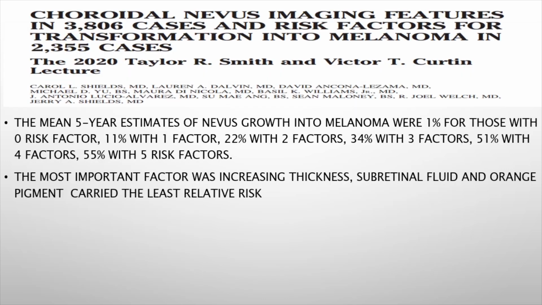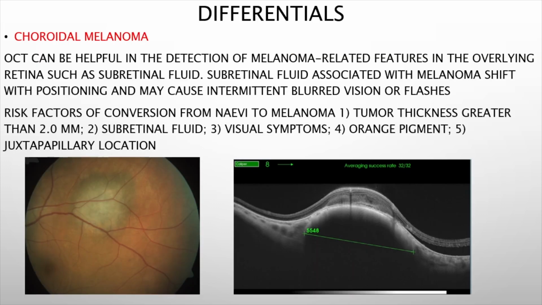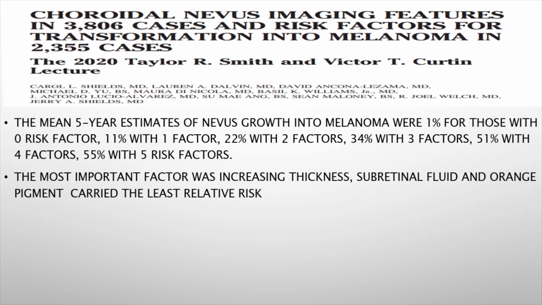This was a study done by Shields et al. It evaluated 2,355 cases. In this, the 5-year estimation was calculated as per the high risk factors mentioned in the previous slide. If there is no risk factor at all, there's a 1% chance that the patient will convert from a nevus to a melanoma. If there is one single risk factor, then 11% chance of conversion. With 2 risk factors, it is 22%, with 3 high risk factors it is 34%, and with 5, it is 55%.